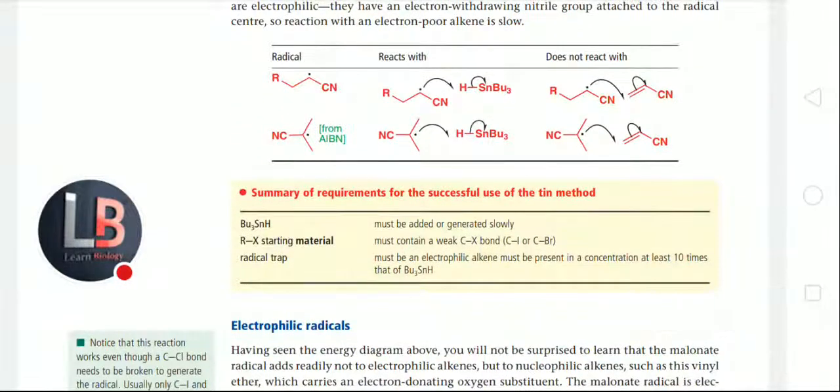Summary of requirements for the successful use of the tin method. Bu3SnH must be added or generated slowly. The RX starting material must contain a weak C-X bond, C-I or C-Br. The radical trap must be an electrophilic alkene, present in concentration at least 10 times that of the Bu3SnH.